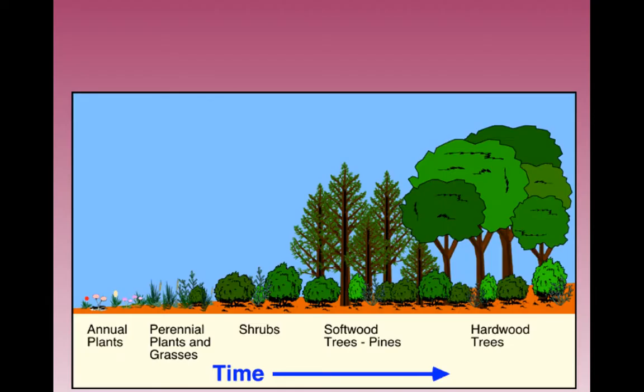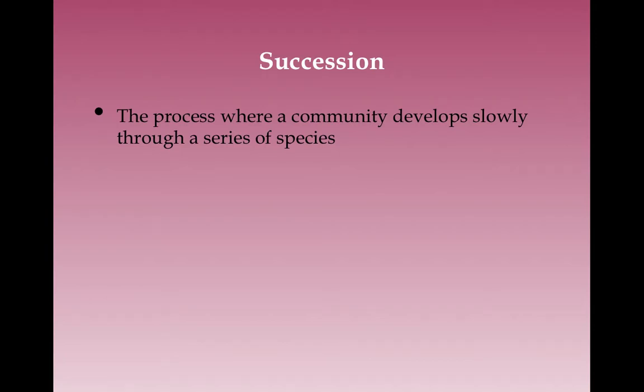And today in this video we're going to be looking at how communities change over time, which is something called succession. And I'm pretty sure, hopefully, you guys have seen this before in your freshman biology class. So basically succession is just this process where a community, the community being the collection of all the species in a given area, develops slowly over time, and the species composition of that community changes.